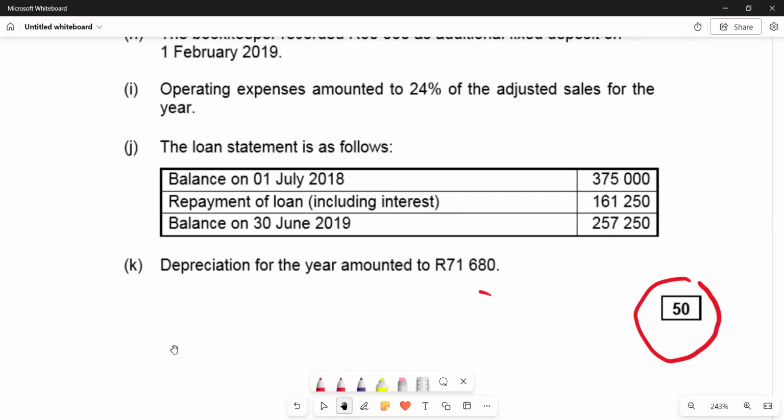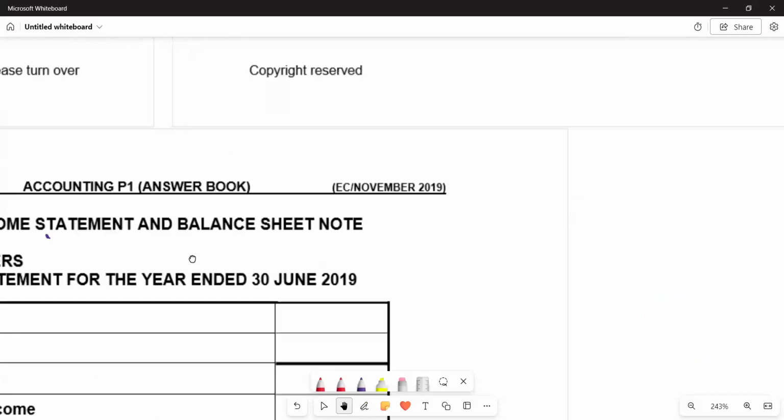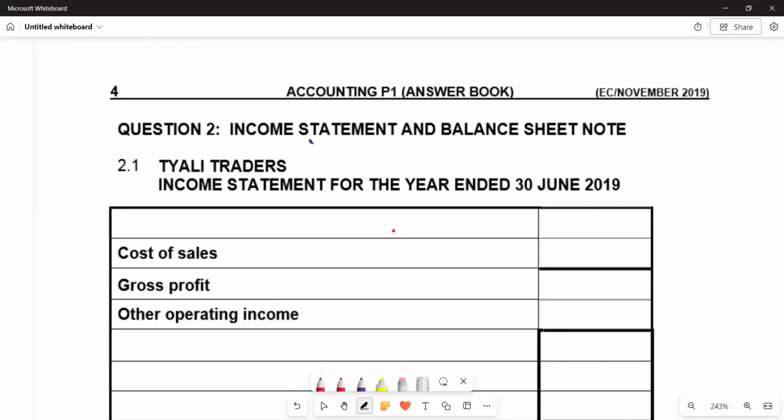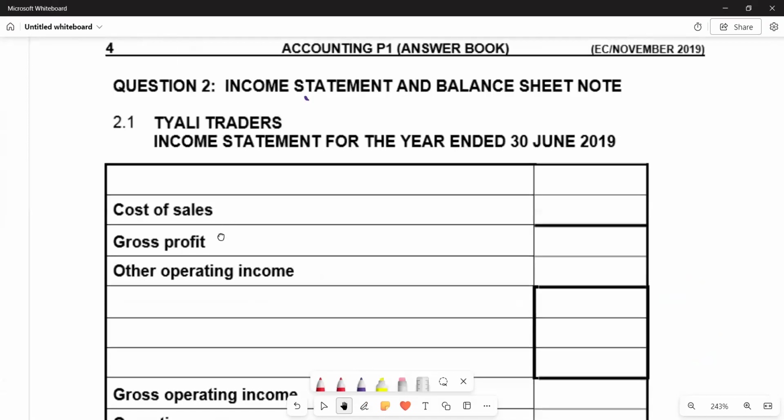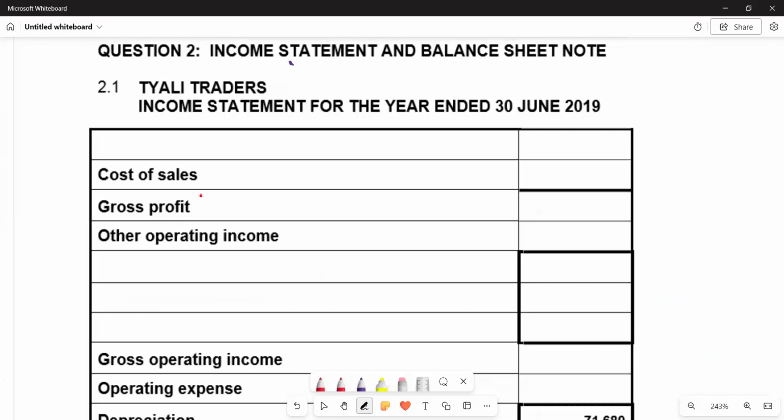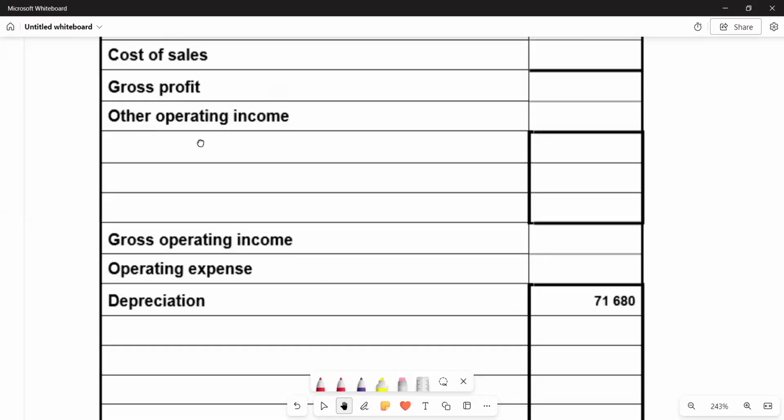So very important. From that, we can now go to the answer section and try to see the spaces that were given according to the answer book. So this is the income statement and balance sheet note, and we are not going to concentrate on that. We are only going to concentrate on Scarlet Traders income statement. So income statement for the year ended 30 June 2019. So this is our layout that we are given in the answer book.